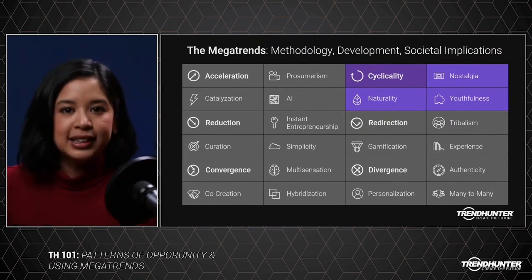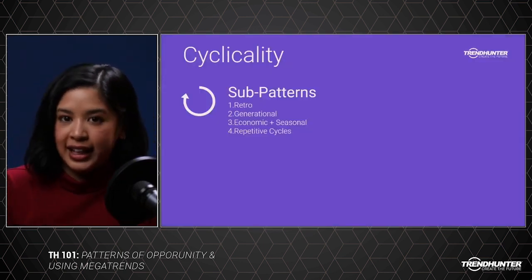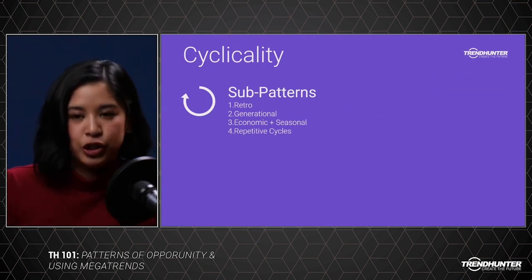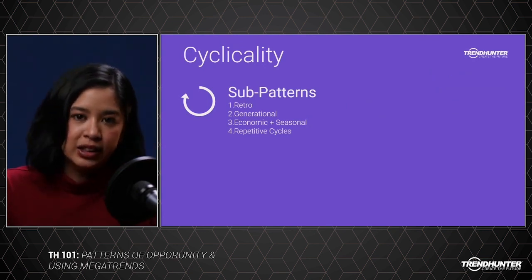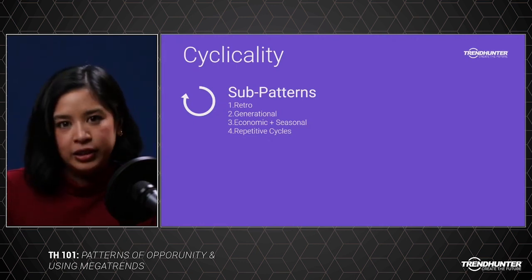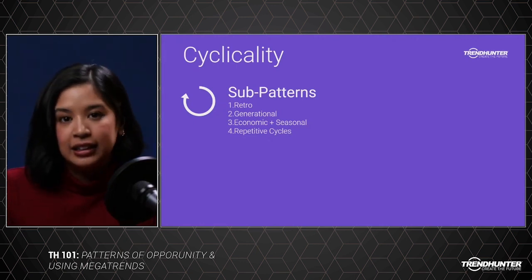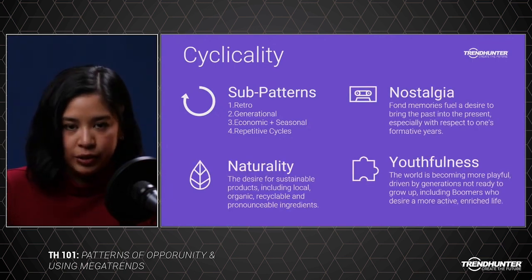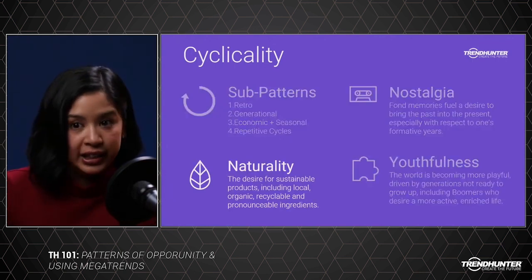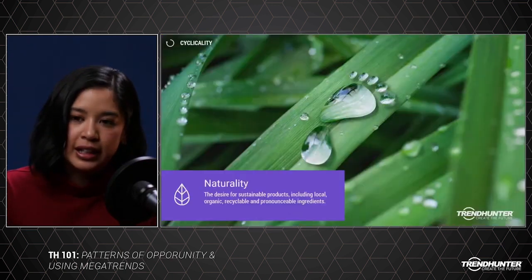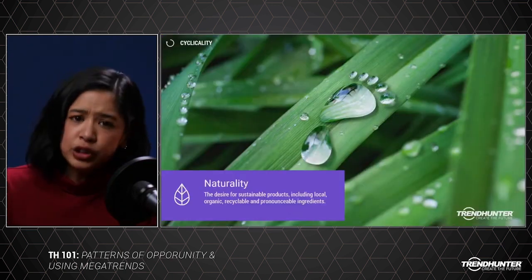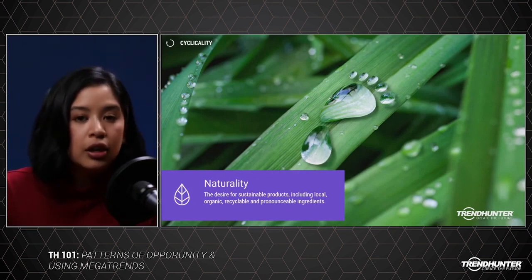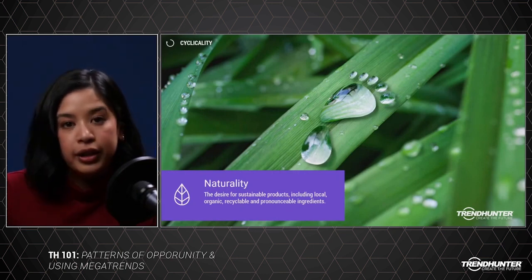So next we have the megatrends under our cyclicality pattern. Cyclicality looks at the sub-patterns of retro, generational, economic and seasonal, and repetitive cycles. As I said earlier, cyclicality is about the idea that trends repeat themselves. So within it, of course, we have nostalgia, youthfulness, and naturality. Let's start with naturality. Naturality is all about the desire for sustainable products, including local, organic, recyclable, and pronounceable ingredients.